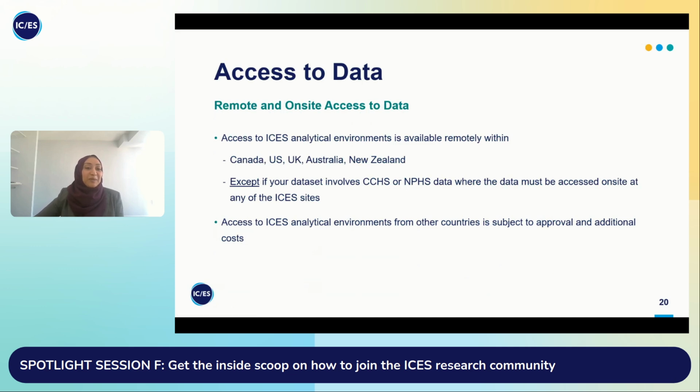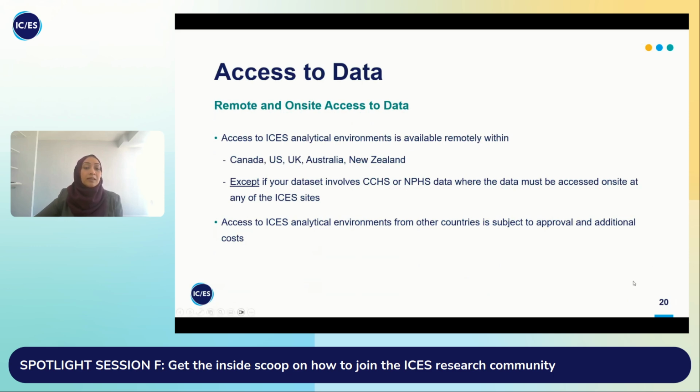And finally, the big question is often how and where can you access the data itself as an ICS student or trainee? Access is available within Ontario, and it's available remotely. We also currently offer remote access from Canada, the US, UK, Australia, and New Zealand. However, if your data set involves the use of the Canadian Community Health Survey, so CCHS data, or the National Population Health Survey, NPHS data, you can only access the project data set from one of ICS sites, meaning you have to be on site and remote access is currently not permissible.